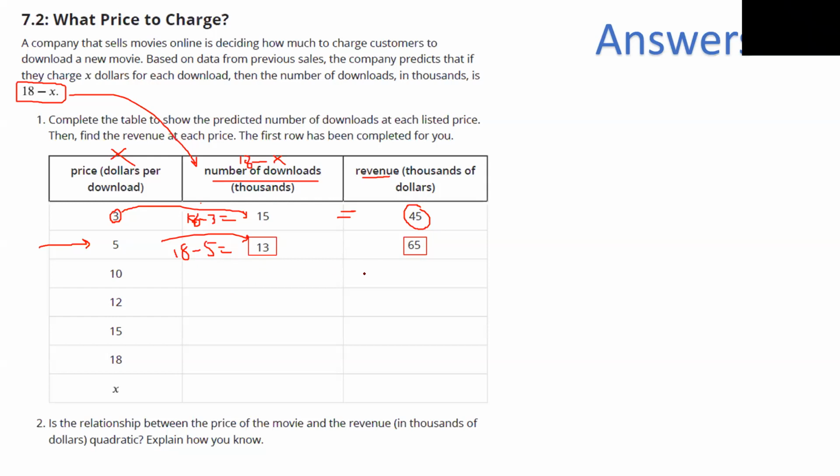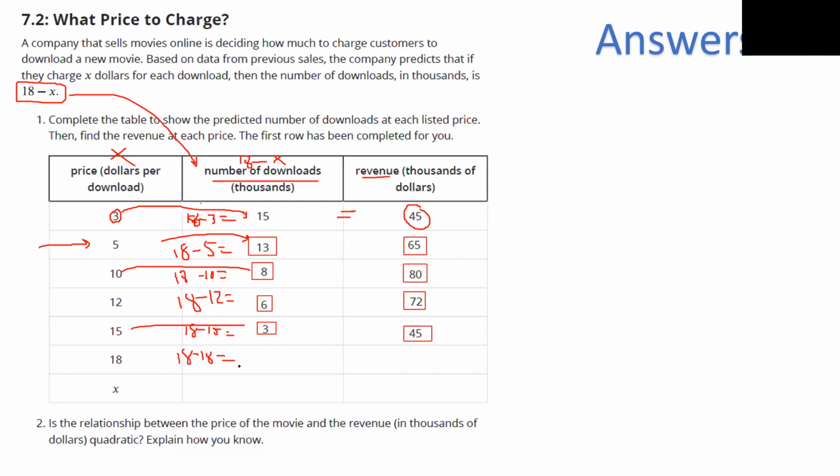I'm not going to have you fill out the rest, but basically we continue following this expression: 18 minus 10, and we end up getting 8. If we multiply 10 times 8, we get 80. For 12, we get 18 minus 12, which is 6. 12 times 6 is 72. 18 minus 15 is equal to 3. 15 times 3 is 45. 18 minus 18 is equal to 0, and 18 times 0 is equal to 0.